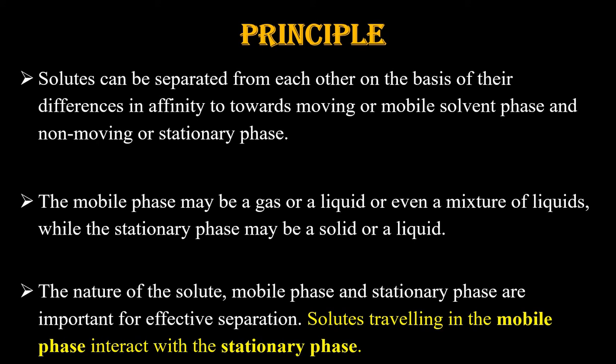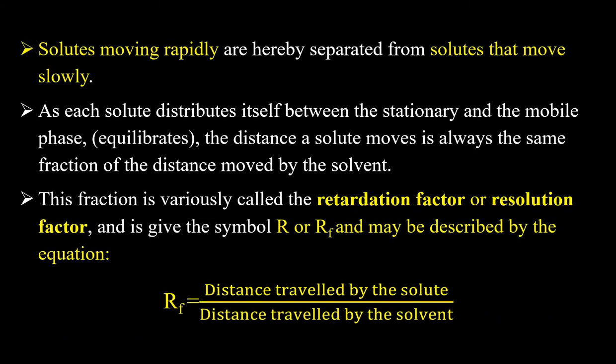Solutes traveling in the mobile phase interact at the same time with the stationary phase. Solutes moving rapidly are thereby separated from the solutes that move slowly. Each solute distributes itself between the stationary and the mobile phase, that is, it equilibrates between the two. The distance a solute moves is always the same fraction of the distance moved by the solvent, because the solvent carries the solute along with it.